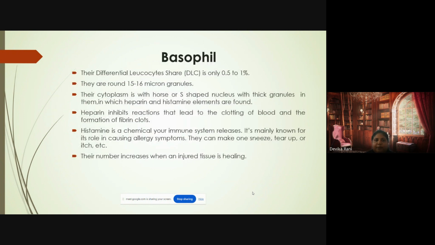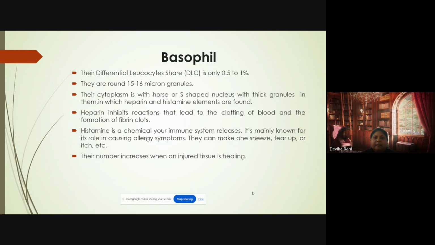Now we have basophils. Their differential leukocyte count, DLC share, is only about 0.5% to 1% as compared to the whole total leukocyte count. They are round in shape, 15 to 16 micron. Their cytoplasm has a horseshoe or S-shaped nucleus with thick granules in which heparin and histamine elements are found.